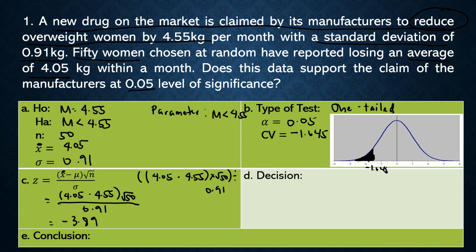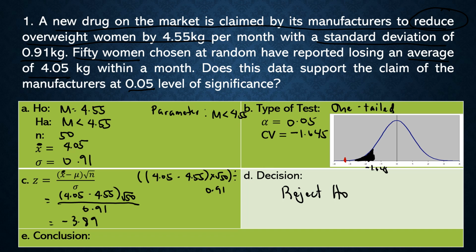So to know the decision, let's plot the computed value. If we have negative 3.89, we already know that negative 3.89 will fall here. So we already know that the computed value falls on the rejection region. Thus, we can say that the decision is reject H sub O.